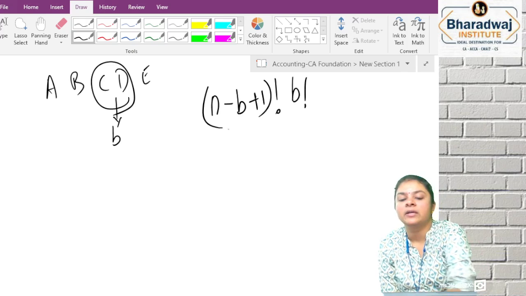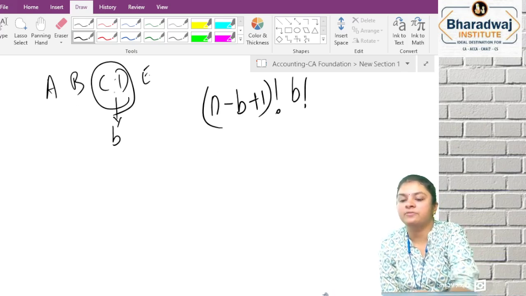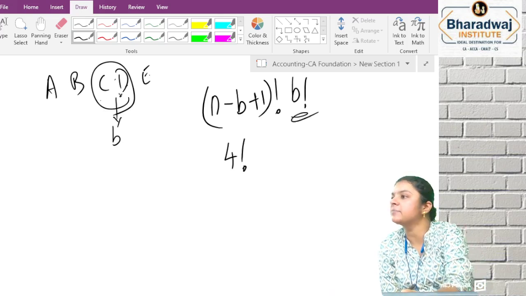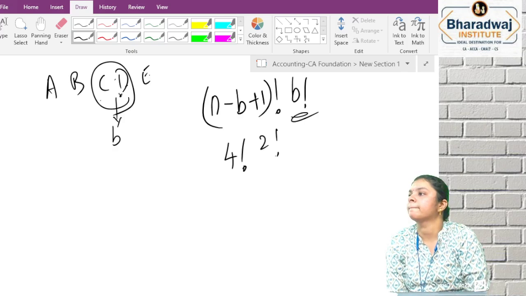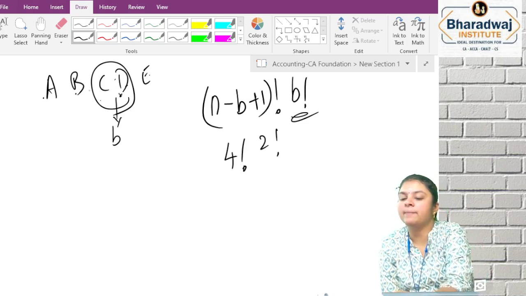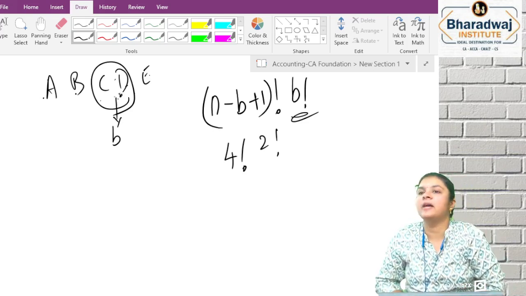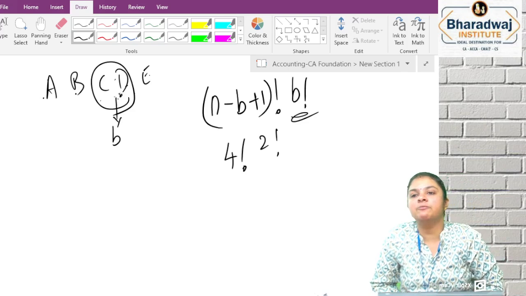How? N is 1, 2, 3, 4, 5. 5 minus 2 plus 1. 5 minus 2 plus 1 is 3 plus 1, 4 factorial into block factorial. The block has how many items? Okay. Logically, A, B, and the C, D group, and E. So total 4 factorial into 2 factorial for C, D. So instead of giving it to you as logic, I am just giving it to you as a formula for easier remembrance. Whichever way you are comfortable, you can use this.